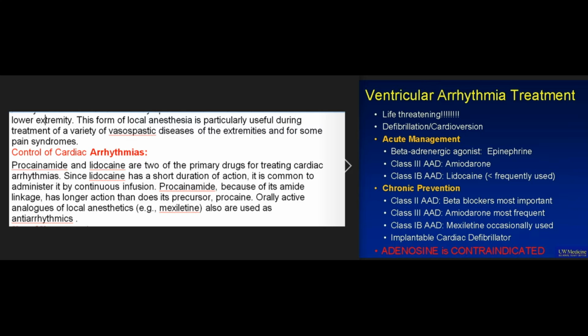Control of cardiac arrhythmias. Procainamide and lidocaine are two of the primary drugs for treating cardiac arrhythmias. Since lidocaine has a short duration of action, it is common to administer it by continuous infusion. Procainamide, because of its amide linkage, has longer action than does its precursor, procaine. Orally active analogues of local anesthetics, for example mexiletine, also are used as antiarrhythmics.